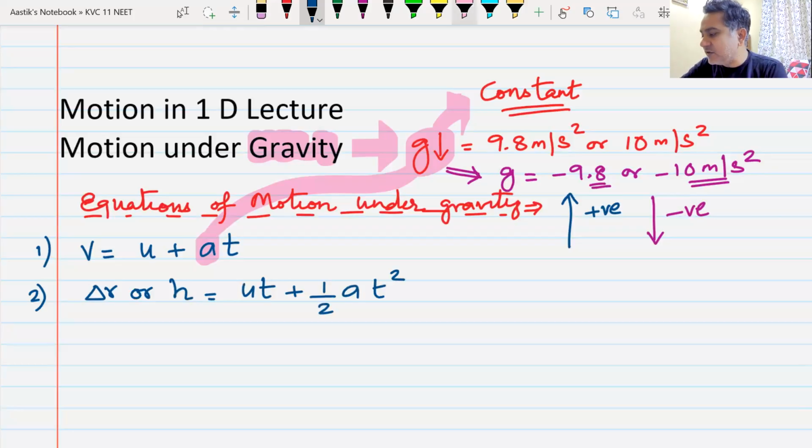Here also one thing is always known. What is that? That is A. This A is always equal to G, and this G is always negative 9.8 or negative 10. Do we understand this?